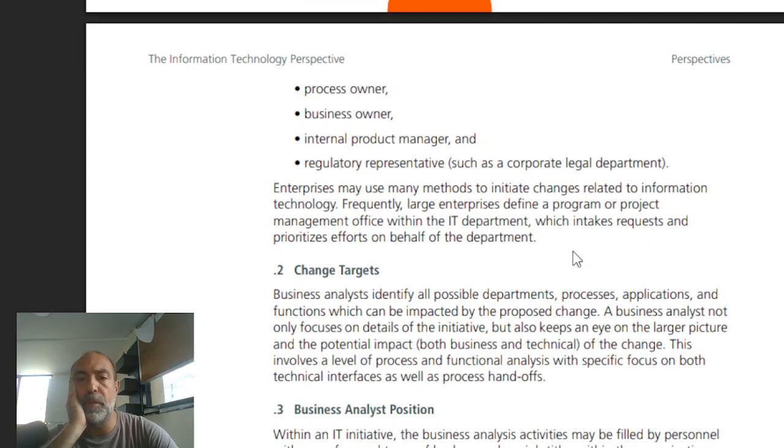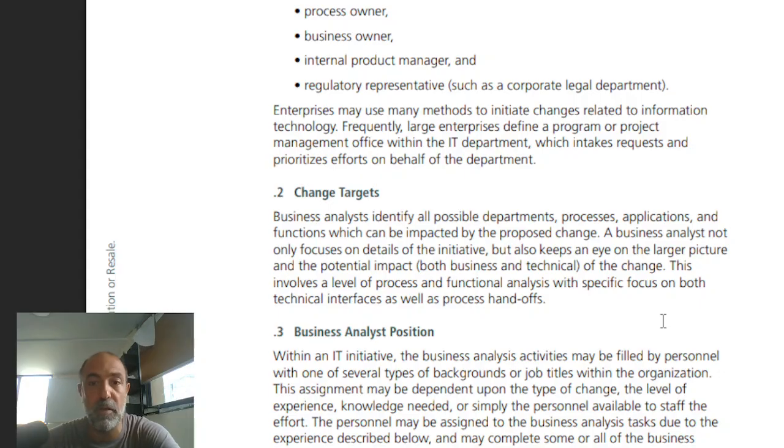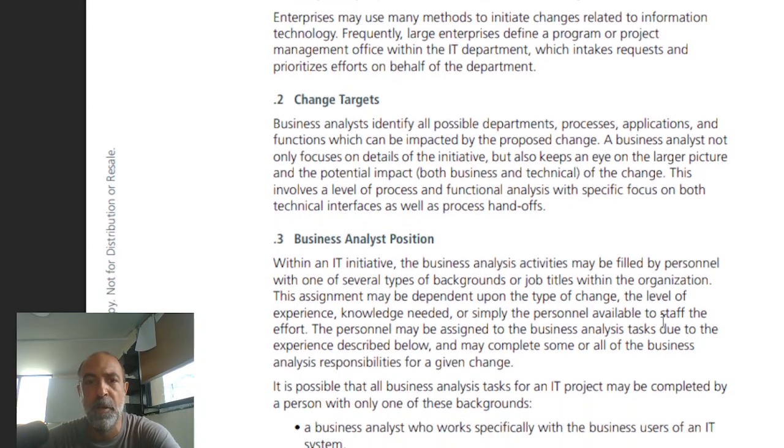Okay. Enterprises may use many methods to initiate changes related to information technology. Frequently, large enterprises define a program or project management office within the IT department which intakes requests and prioritizes efforts on behalf of the department.